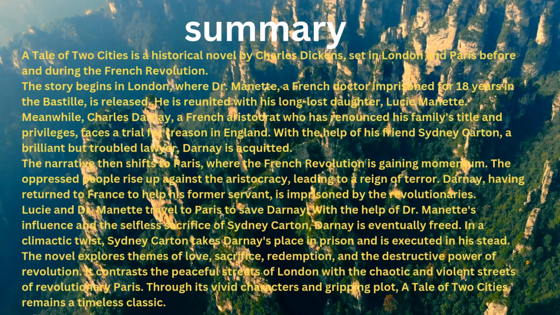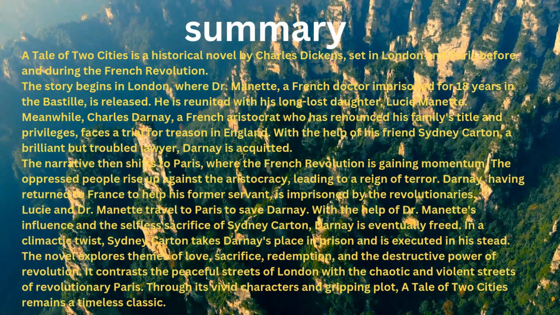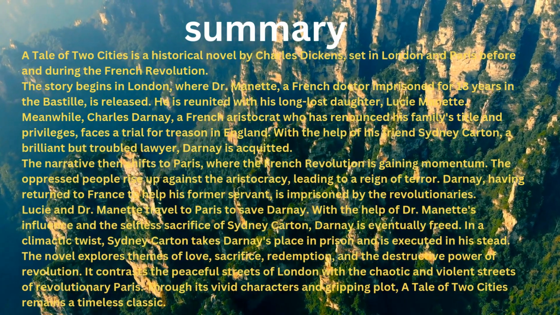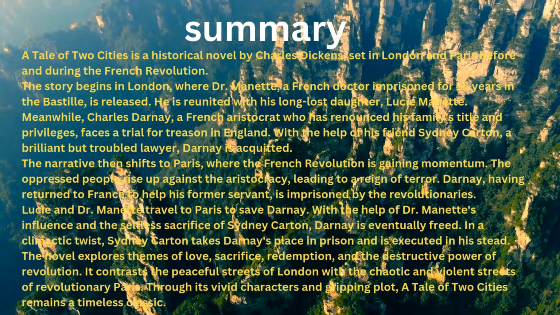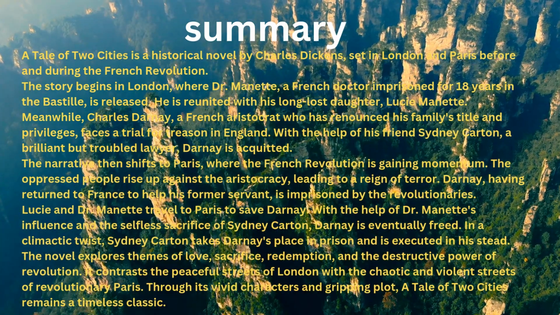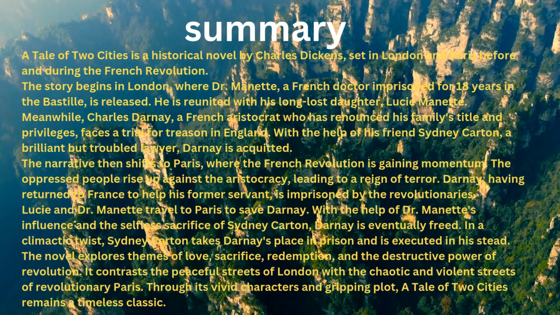Summary. A Tale of Two Cities is a historical novel by Charles Dickens, set in London and Paris before and during the French Revolution. The story begins in London, where Dr. Manette, a French doctor imprisoned for 18 years in the Bastille, is released. He is reunited with his long-lost daughter, Lucie Manette.